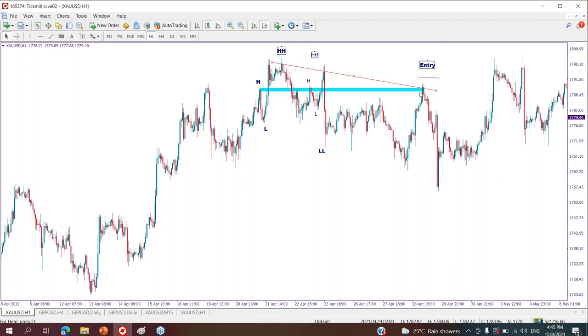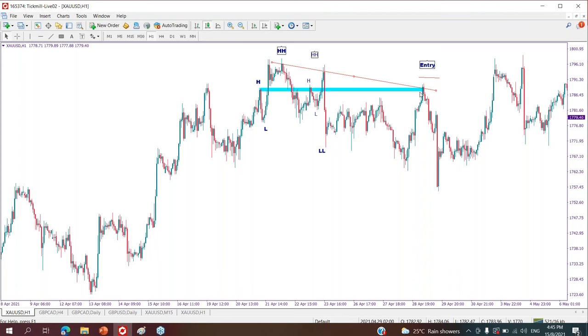Like in GBP Canada, last entry sideways for some time. Did you leave it? Yes, I leave it. I take a little bit profit and I leave it and it hit my SL. I didn't cut profit. I just leave it. And yeah, it hit my stop loss.